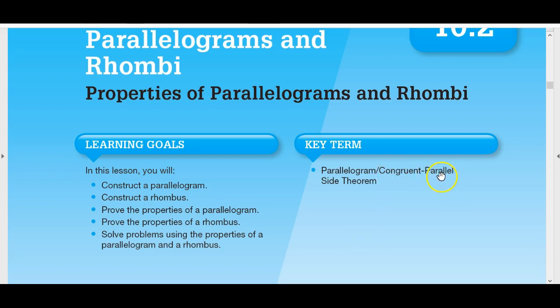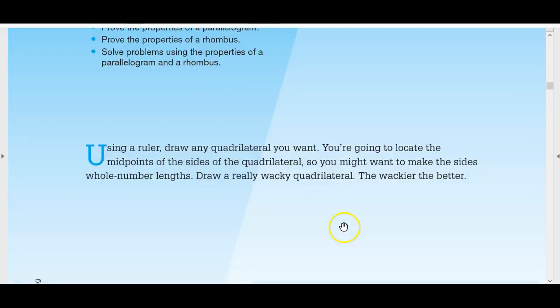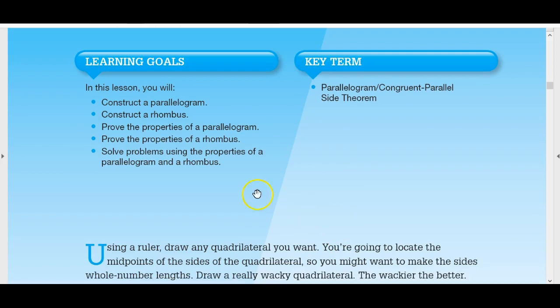What do you think that has to do with? If you're thinking about parallel sides, congruent, that makes sense that parallel sides would have to be congruent. So we're going to work on that, okay? And these are your learning goals.